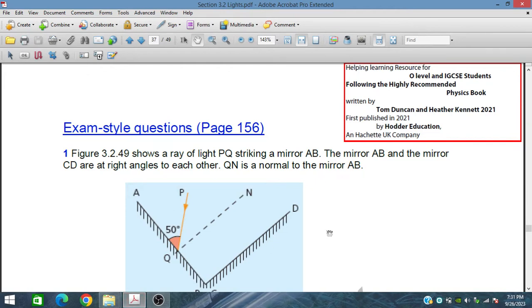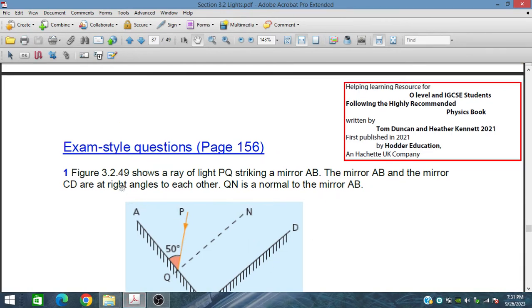Bismillah Rahman Rahim. Now we are starting exam style questions that are available on page 156 of this O level physics book written by Tom Duncan and Heather Kennett and published by Hodder Education.